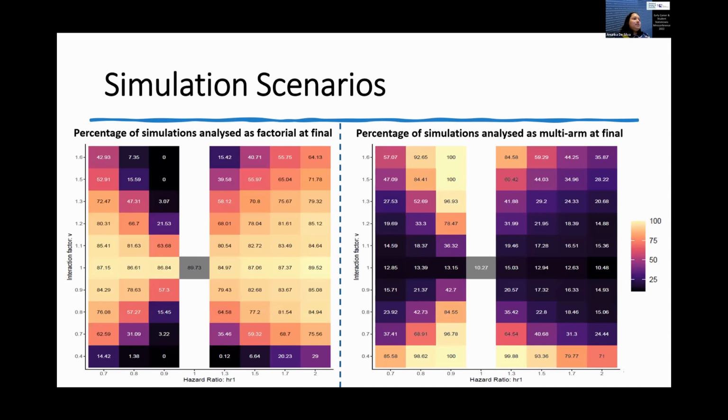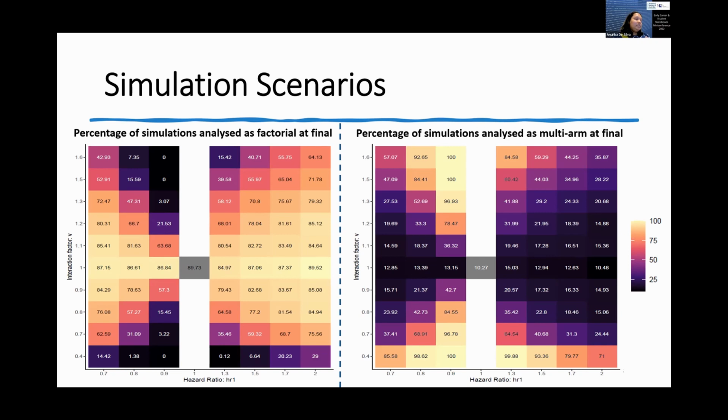Now, this is a summary of all the scenarios we have looked at so far. We've got all the interaction factors and the hazard ratios we've considered for our simulation scenarios. On the left-hand side panel, I've shown the percentage of simulations analyzed as factorial at final. On the right-hand side panel, we've got the percentage of simulations analyzed as multi-arm at final.